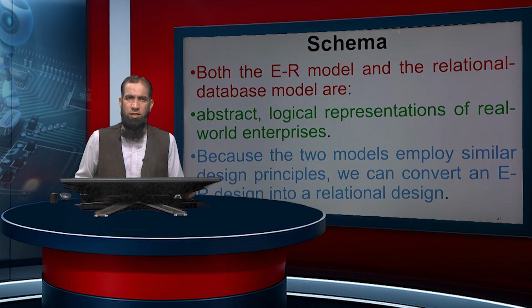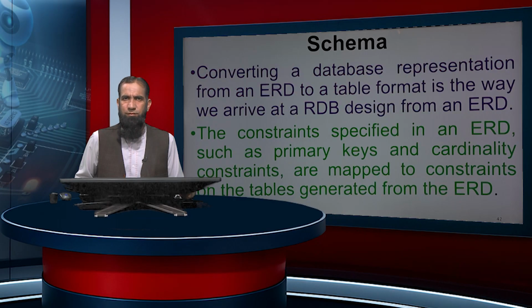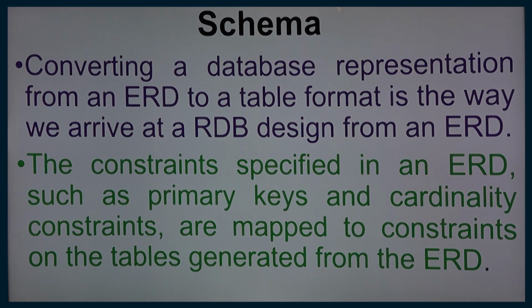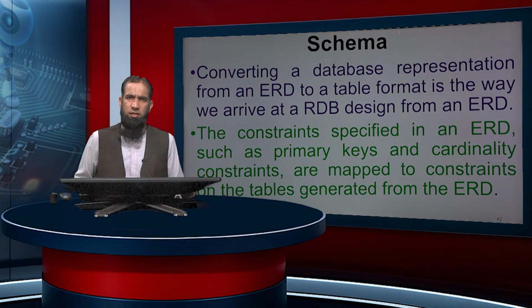Converting a database representation from an ER diagram to a table format is the standard way to move from conceptual design to relational database design. When we perform this conversion, every entity set becomes a table. The constraints defined in the ERD, such as primary key, foreign key, and cardinality constraints, are directly translated into table level constraints in the relational schema. This ensures that the structure and rules of the ERD are preserved.